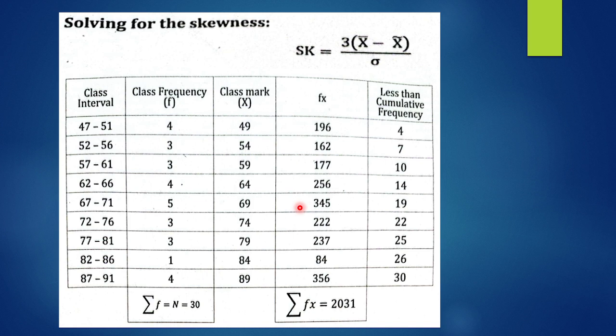Now let's proceed on solving for the skewness of this problem. As we remember, the formula of skewness is SK equal to 3 multiplied to the quantity of the mean minus median all over the standard deviation. Now, we're going to use the same table. So we do have class interval, class frequency, class mark, f of x, less than cumulative frequency. And then we also do have a summation of f of x here. And of course, the summation of f, or the total number of frequency.